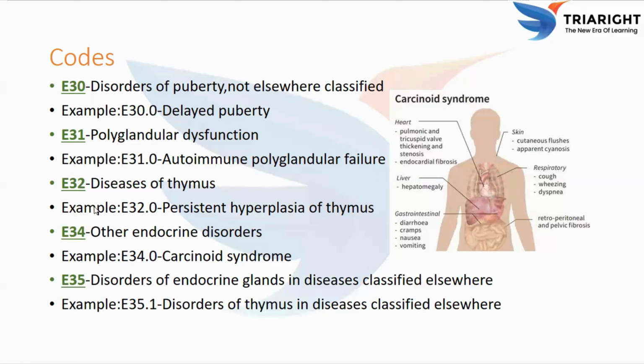So coming to the next code, E32, diseases of the thymus. Disorders involving the thymus gland, which helps develop the immune system during childhood. What does the thymus gland do in the body? It plays a major role in the immune system during our childhood, right? So disorders involving the thymus gland fall under the E32 code range. For example, E32.0, persistent hyperplasia of thymus, means the thymus remains enlarged beyond normal childhood development. You can feel symptoms like difficulty in breathing or immune dysfunction.